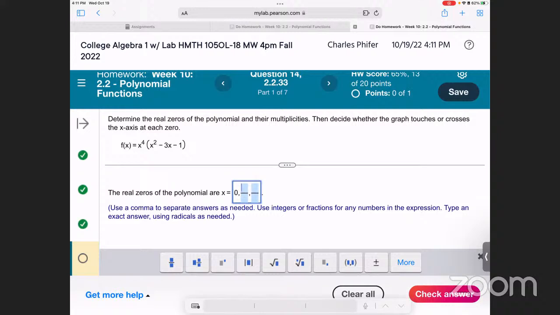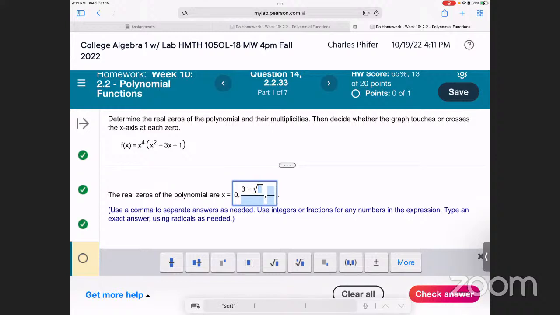So that's going to be 3 minus the square root of 9 minus 4 times 1 times c, which is 13, over 2. So 9 plus 4 is 13 over 2a. Then we do 3 plus the square root of 13 over 2. So those radicals came from the quadratic.